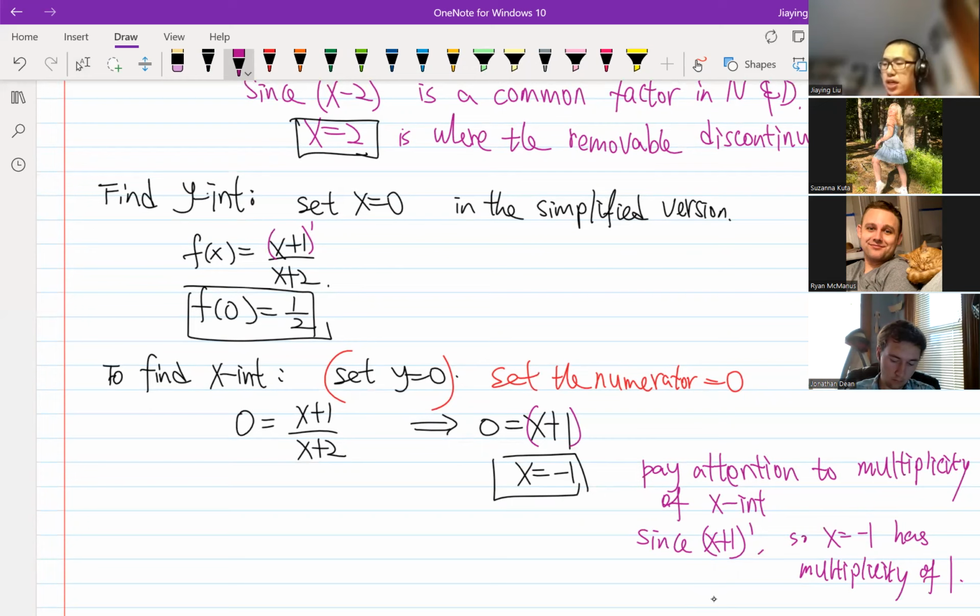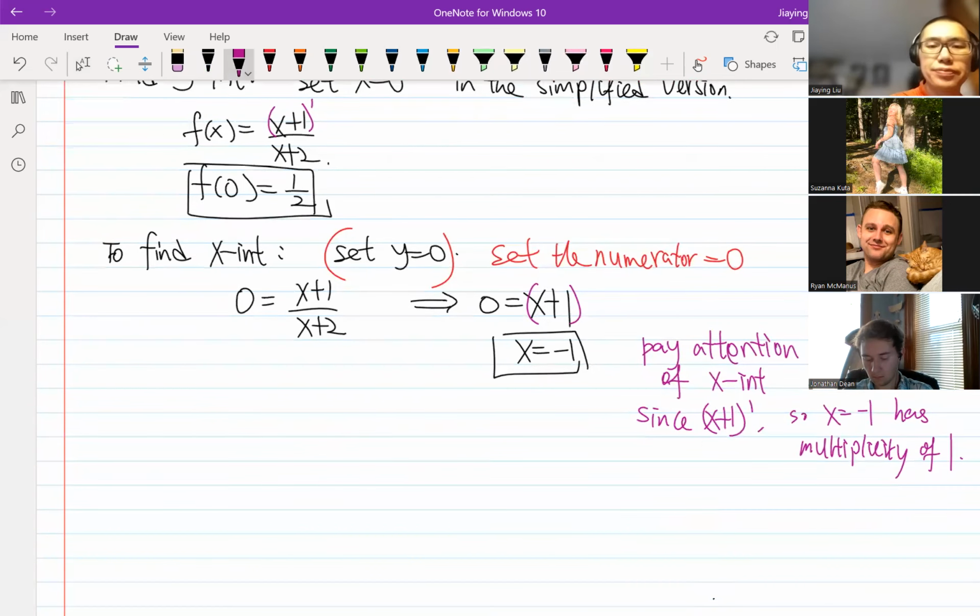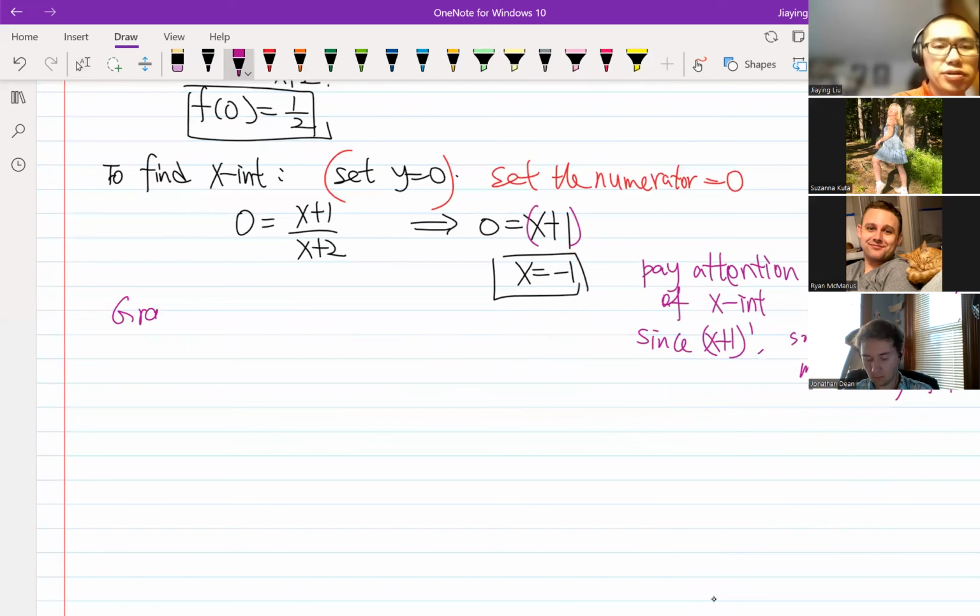So I think we have done enough work for this problem, and then we can try to graph it now. So that's all we need. We need a vertical asymptote, horizontal asymptote, or any removable discontinuity, x-intercept, y-intercept, and that's pretty much it. So let's put them together. So graph it.